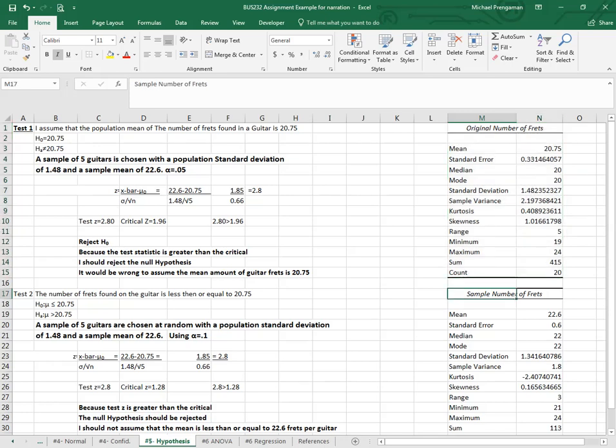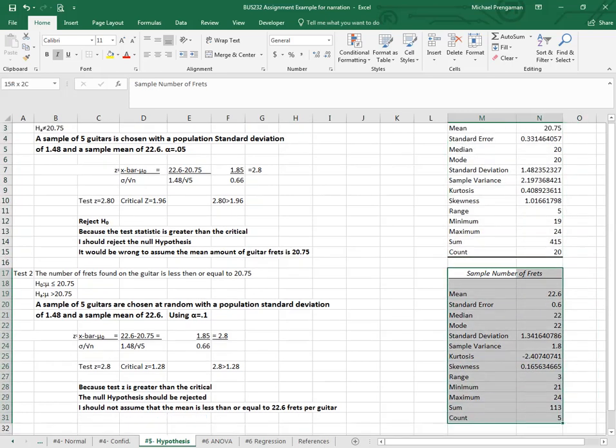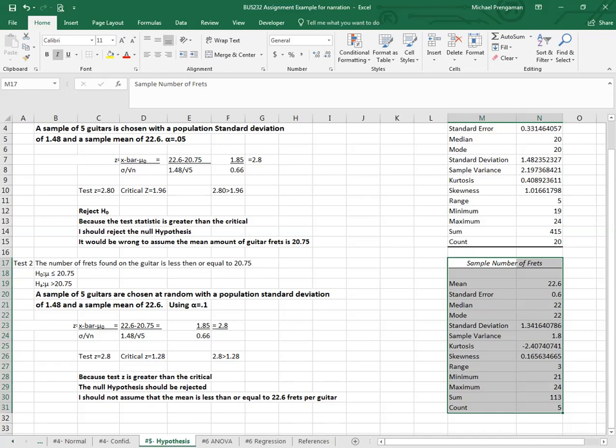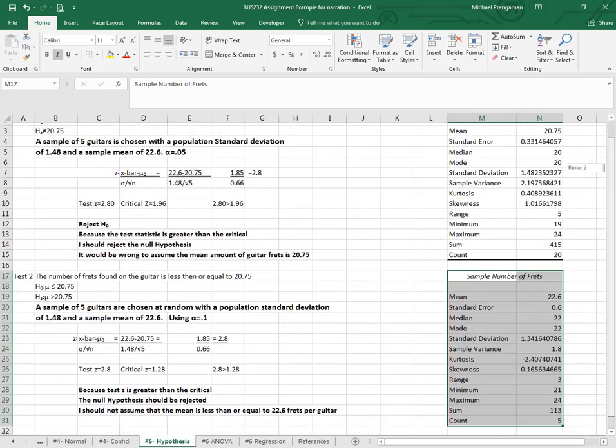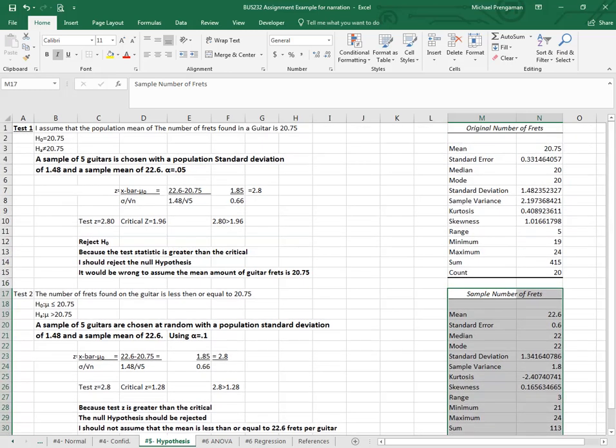So here we've taken a sample showing 5 out of the 20 and the mean and the standard deviation for both the original population and the sample. In the first test, we will assume that the population mean for the number of frets is 20.75. So we've developed the null and the alternative hypothesis here. This shows that it's a two-sided test.